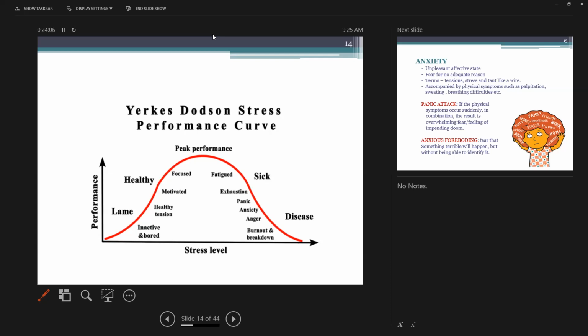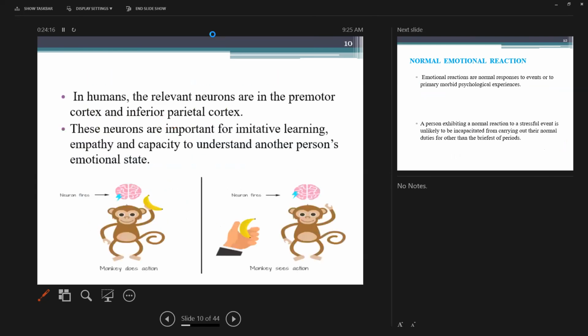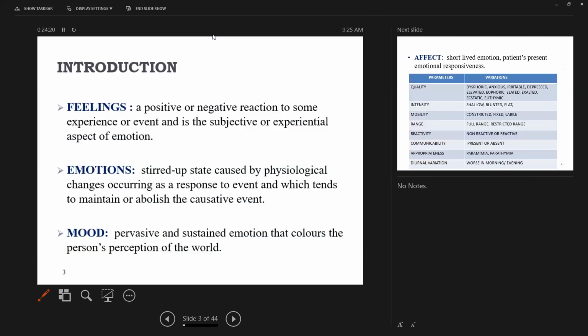What is the emotion? Affect. All the three are related to each other. Anyone? Can you explain how the three are related?